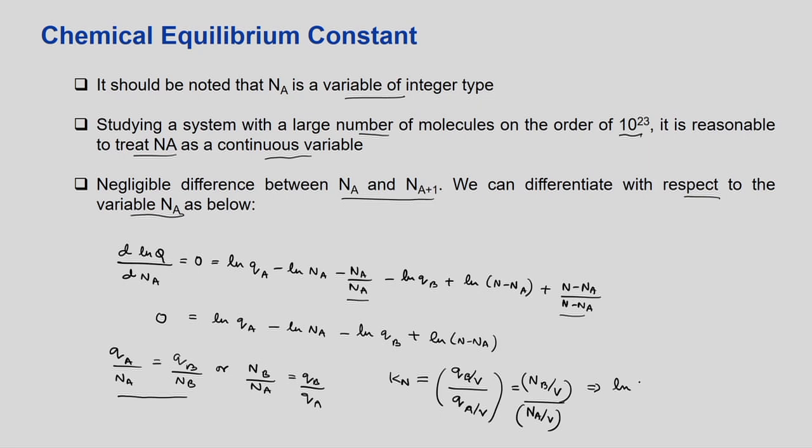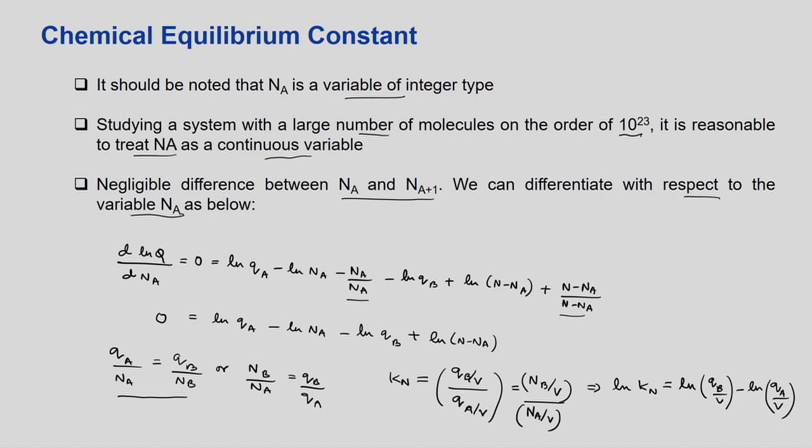So ln of Kn equal to ln of QA by QB. It is always good to write in terms of ln, because the values of QA and QB are so large that you will not be able to divide them properly. So ln of the equilibrium constant is a much more convenient and apt manner in which you can reproduce the equilibrium constant. So this is one method.